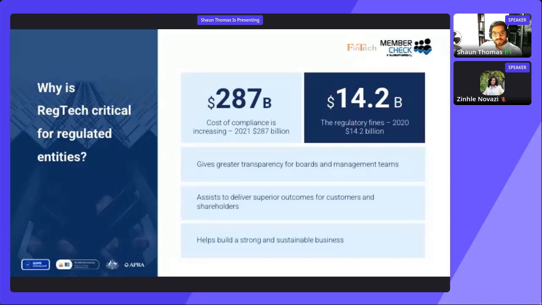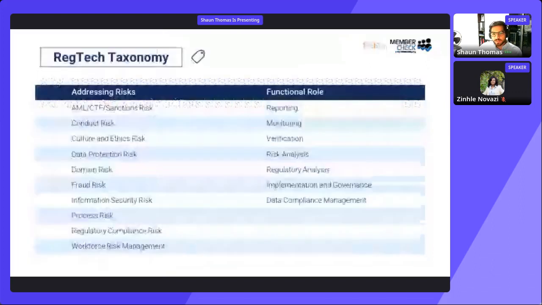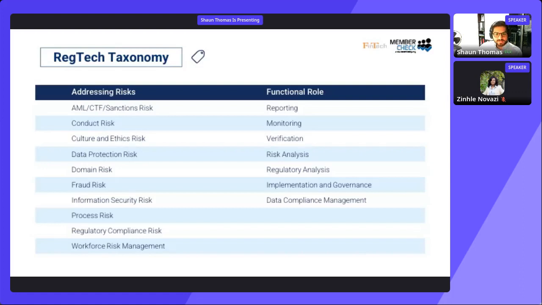The use of RegTech not only gives greater transparency for executive teams to identify shortcomings and areas of risk, but also helps in delivering superior outcomes for customers and shareholders, and helps build stronger and more sustainable businesses. So this slide runs through a taxonomy of RegTech capabilities, and you can see the risks that RegTech can help address, as well as the functional role they service within an organization. As you can see, the number of risks that RegTech can help address is definitely quite extensive.